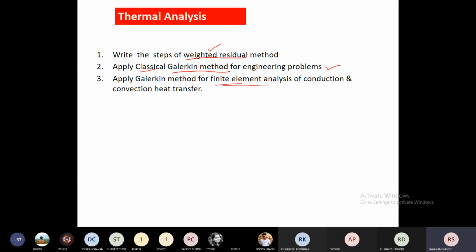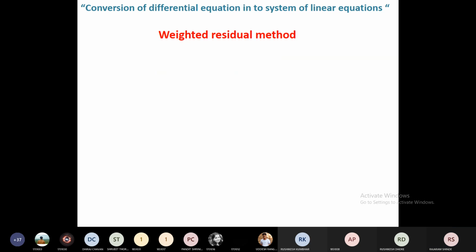Now we will start the weighted residual method. Already I have told you the first sentence: conversion of differential equations into a system of linear equations. That is the purpose of the finite element method. This system of linear equations is solved by any suitable method, it may be Gauss elimination, Gauss Seidel, an iterative method, or a direct method. What we are doing is converting differential equations into a system of linear equations.